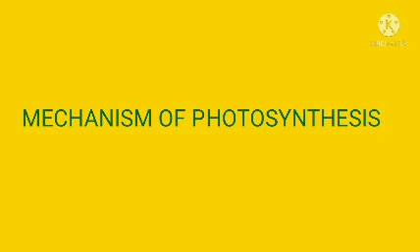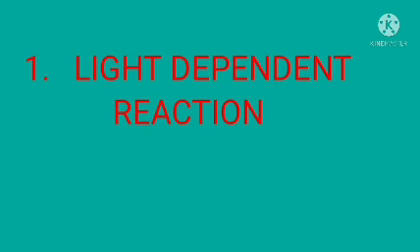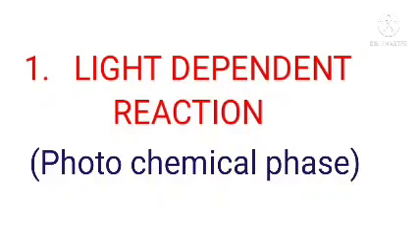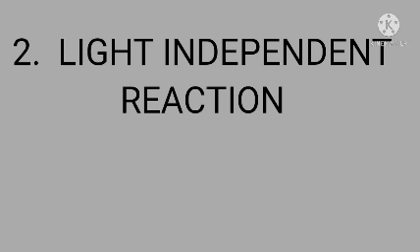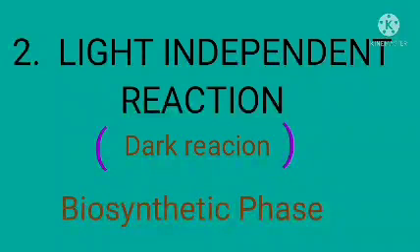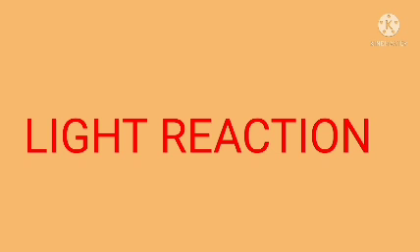Now we see the mechanism of photosynthesis. It occurs in two steps. One is light dependent reaction or photochemical phase. The second one is light independent reaction or dark reaction or biosynthetic phase. Now we shall see the light reaction in brief.